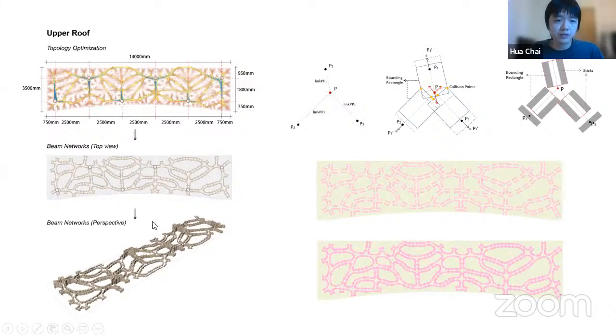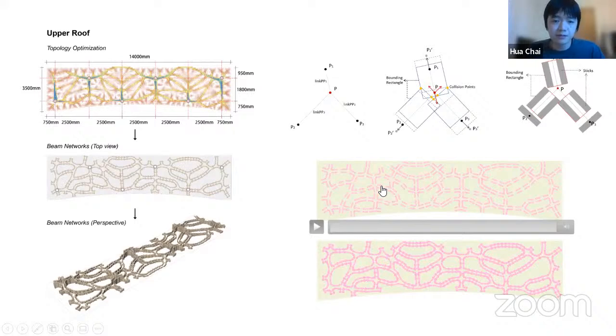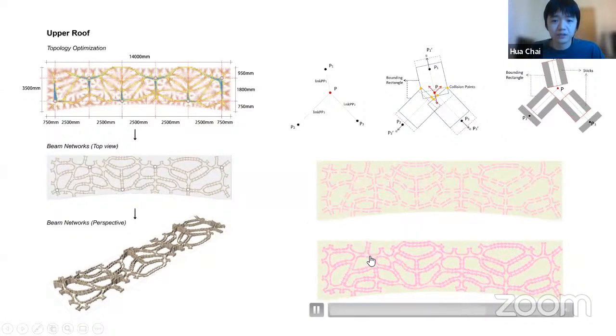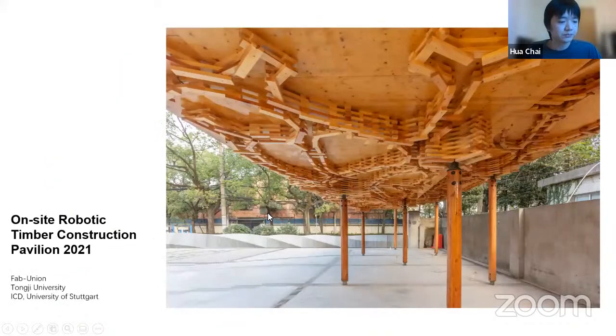The difficulty in designing this beam network is the negotiation between the fabrication constraints and the material property. So in this case, we developed an agent-based modeling process that could adaptively arrange the sticks according to the different constraints. All the agents iteratively interact with each other to meet all the fabrication constraints and also avoid collisions as much as possible.